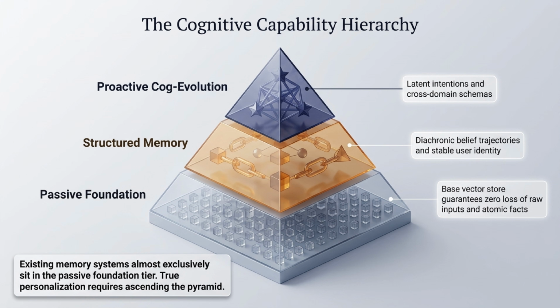You can visualize this architecture as a cognitive capability hierarchy. At the base is the passive foundation, a vector store that guarantees zero loss of raw inputs and atomic facts. Existing memory systems almost exclusively sit right here in this bottom tier. Moving up, we find structured memory, which tracks diachronic belief trajectories and maintains a stable user identity. At the very top is proactive cog evolution, where the AI uncovers latent intentions and cross-domain schemas. To achieve true personalization, your system must ascend this entire pyramid.